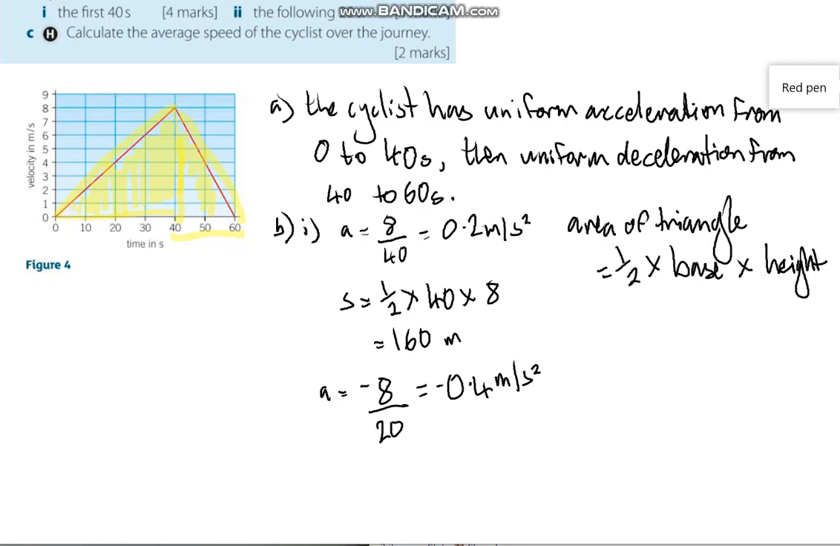And then moving on to the distance, that's the area of the triangle, so the distance S is a half times the base times the height. The base was 20, so it's a half times 20, and the height was 8. Don't need to worry about negatives when we're doing distance. So a half times 20 times 8 gives us 80 meters.